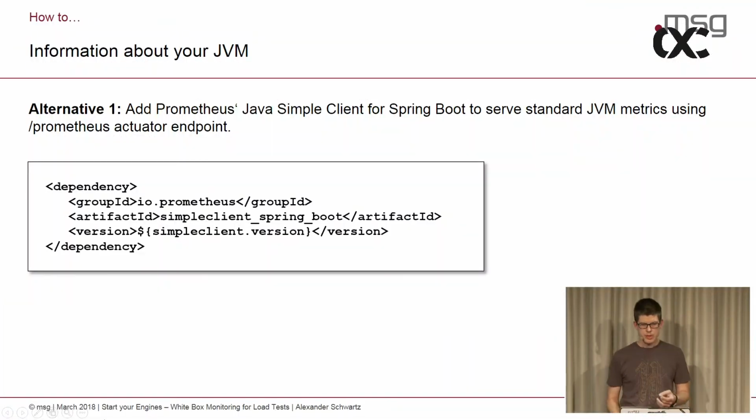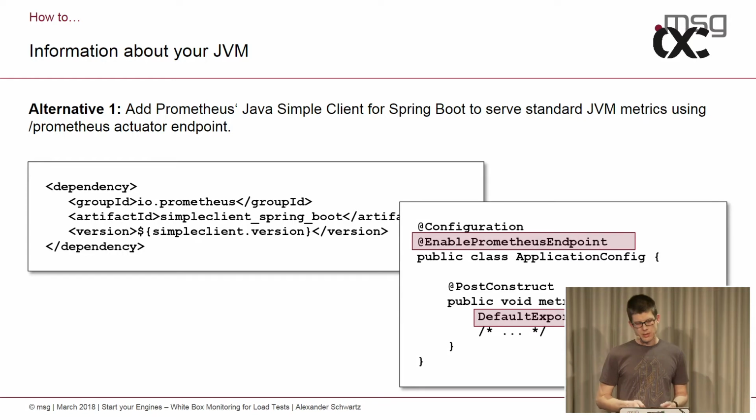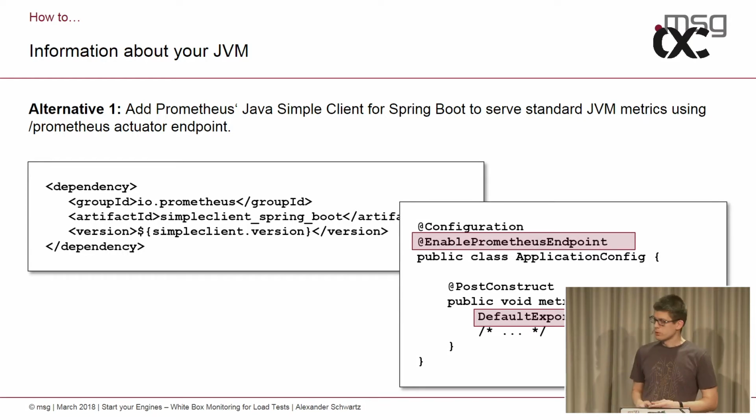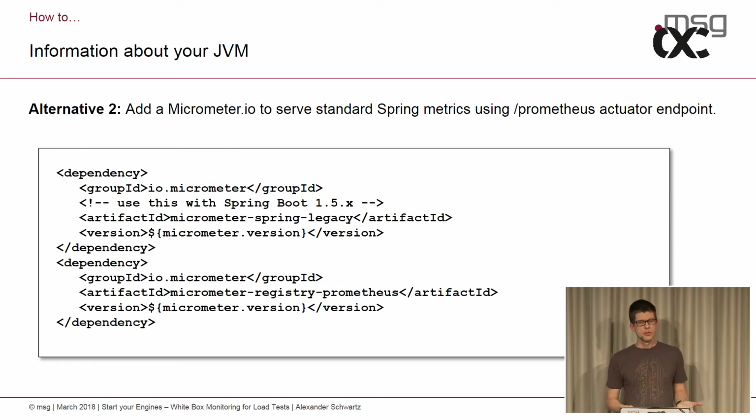So the alternative one is, as I said, the Prometheus Java Simple client: add it and use it. Quite recently, you enable it in a Spring Boot configuration file, class, sorry. Alternative 2 is micrometer.io. When Spring 2 was released, there was a release of Micrometer 1.0 that you can add to Spring Boot 2, but there's also a backported version available for Spring 1 as well.